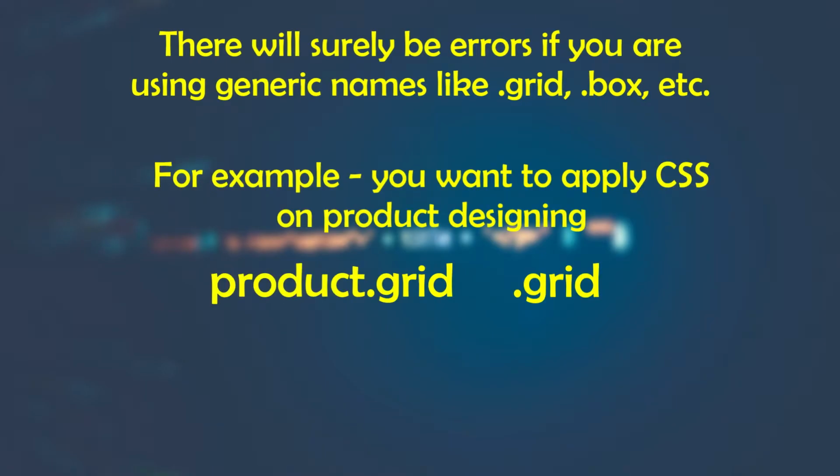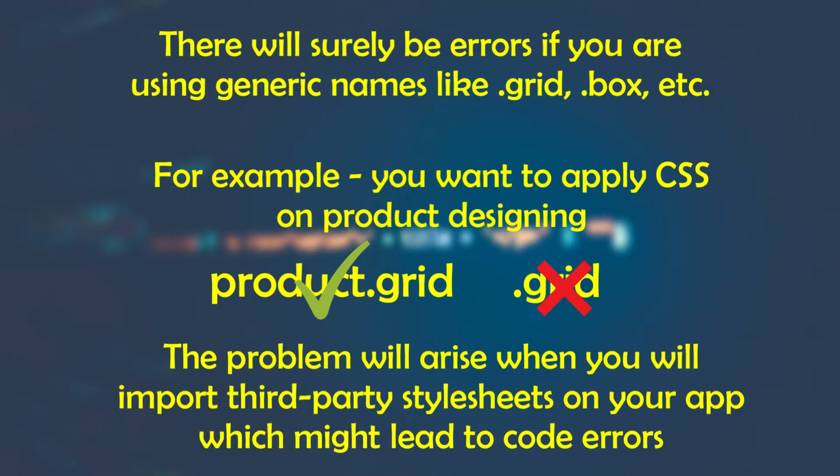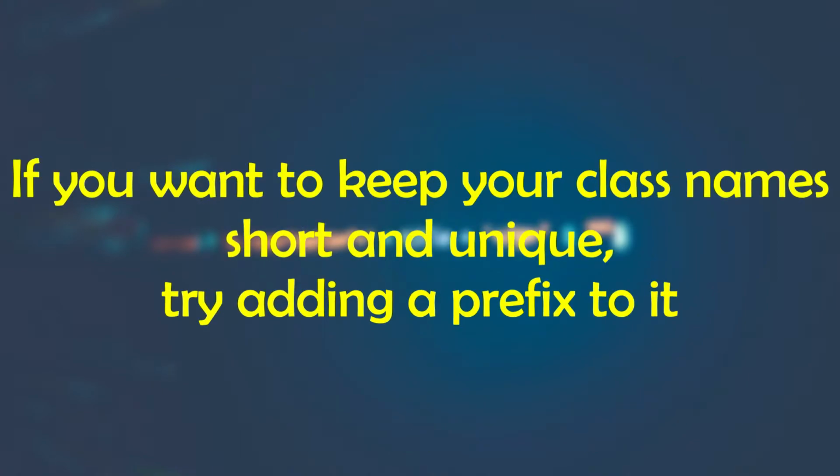There will surely be errors if you are using generic names like .grid, .box, etc. For example, you want to apply CSS on product designing, then you may name it product.grid instead of just .grid. The problem will arise when you import third-party style sheets on your app, which might lead to code errors. If you want to keep your class names short and unique, try adding a prefix to it.